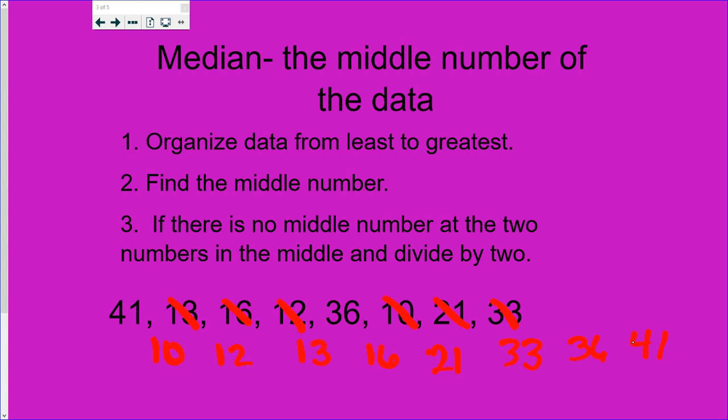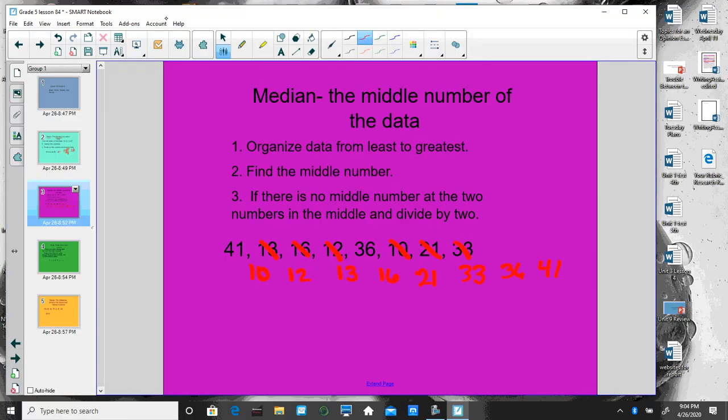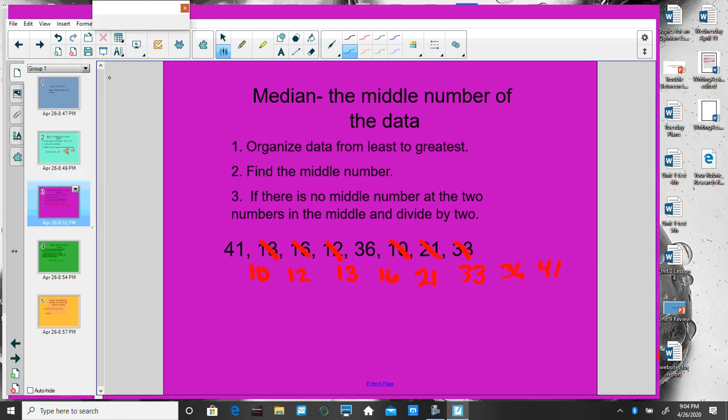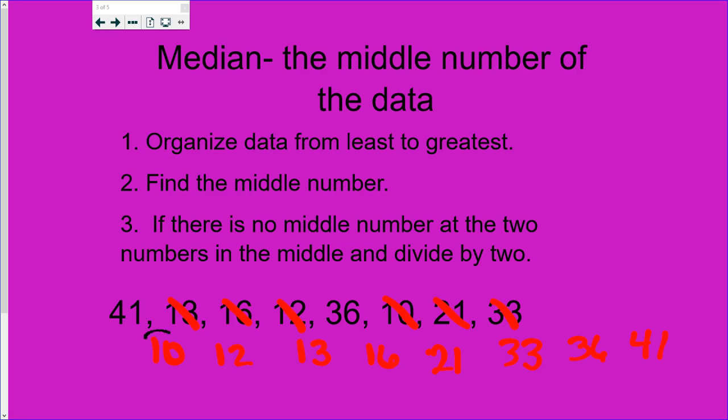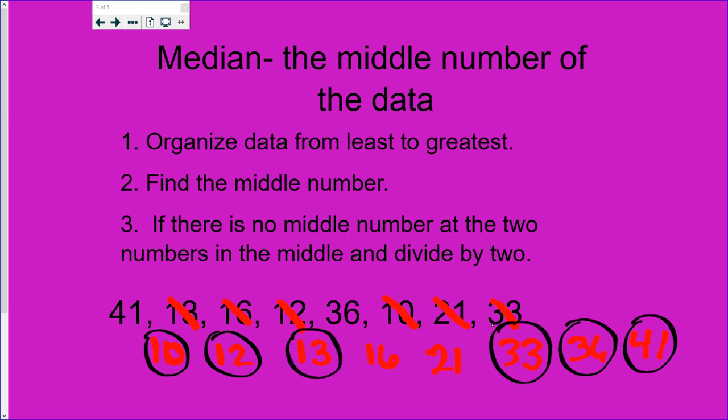Now when you're finding a middle number in this situation, what you want to do is start at each end and cross off the different numbers so that you can see which one goes. So 10 is going to match with 41. 12 is matching up with 36. 13 is matching up with 33, but now I have two numbers in the middle instead of one. I don't have a middle number because I have an even number of pieces of data.